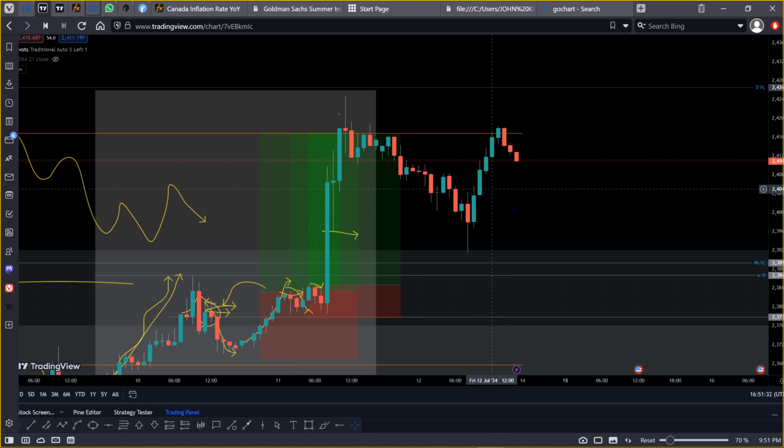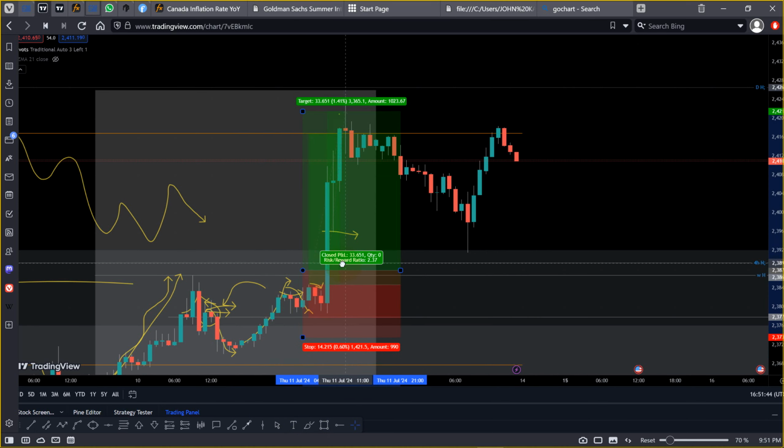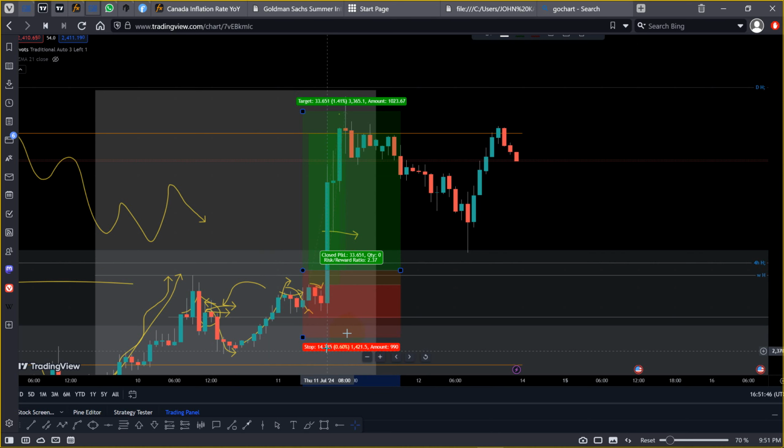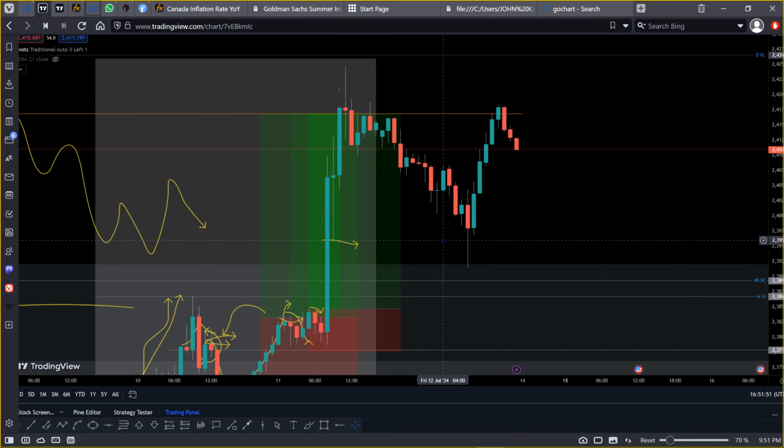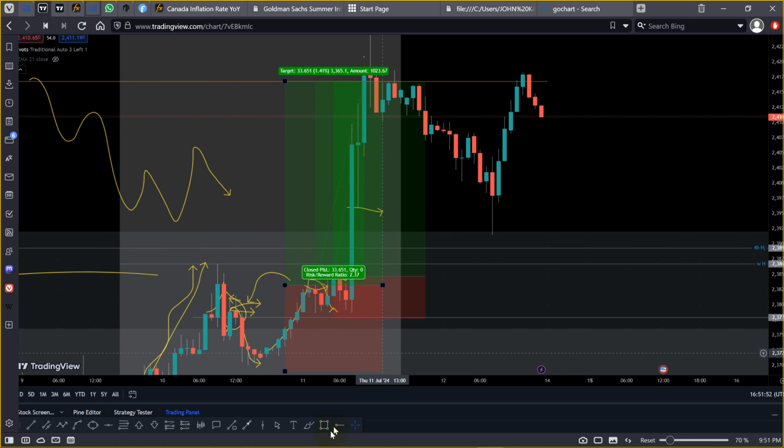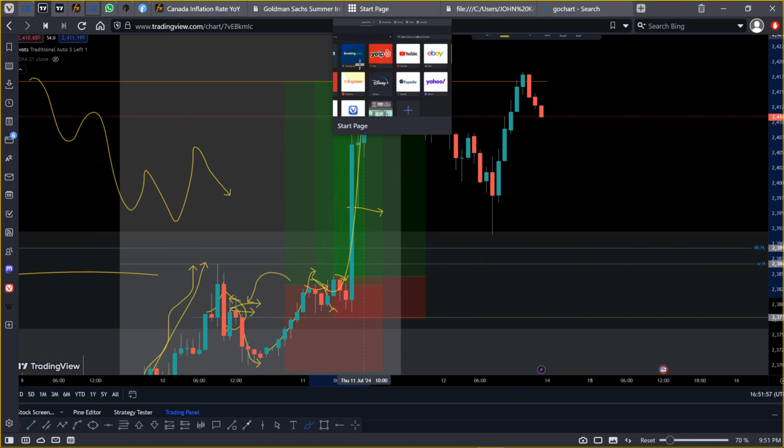I'm going to do multi-time frame analysis on just two time frames, 1 hour and 30 minutes. On the 1 hour, price has given us this sweet move going upwards.